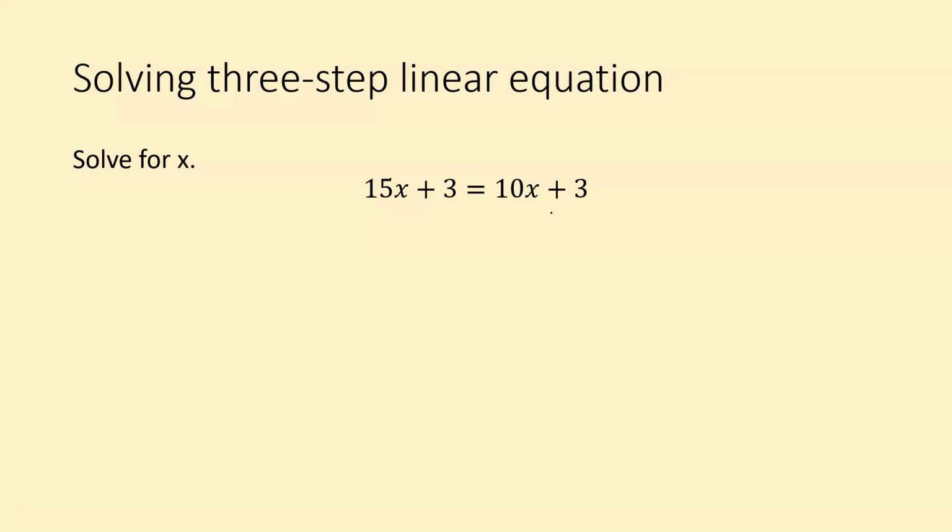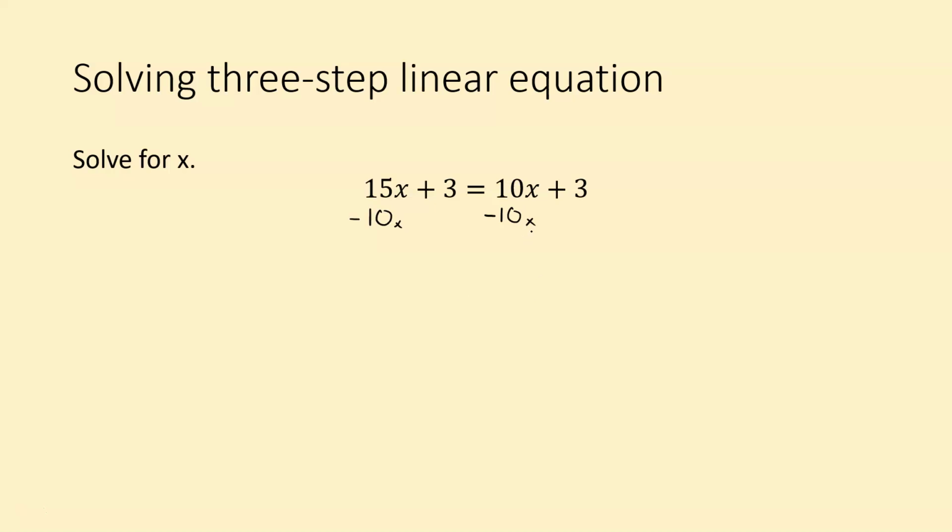I usually do it such that I end with positive numbers. If I subtracted 15x on both sides, 15x minus 15x gives me 0x, and then 10x minus 15x gives me a negative 5x. So then you're going to have to worry about that negative later. I usually do it so that I have positive numbers left over. But if you're not worried about negatives, you don't have to do it that way.